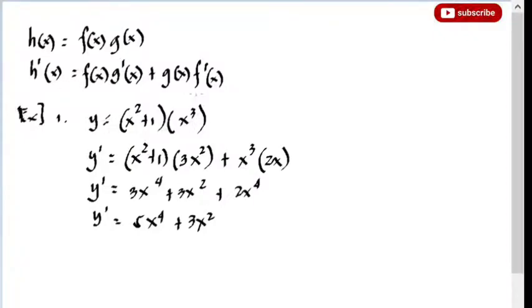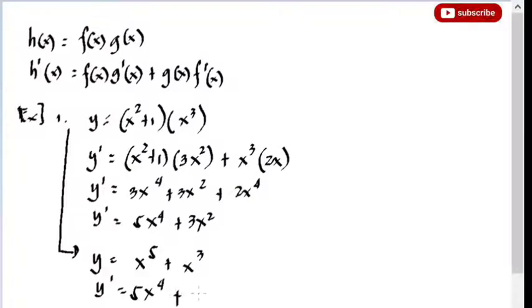Check natin. Paano kapag minultiply natin o dinistribute natin yung function? So y is equal to, we multiply this one, that is x to the fifth, right? Plus x cubed. And if we take the derivative of this one, ano yung derivative niya? Pareho lang. So that is 5x to the fourth plus 3x squared. This one is also equal to this one. Okay? So, yung unang ginamit natin, anong tawag natin doon? Product rule, or multiplication rule.